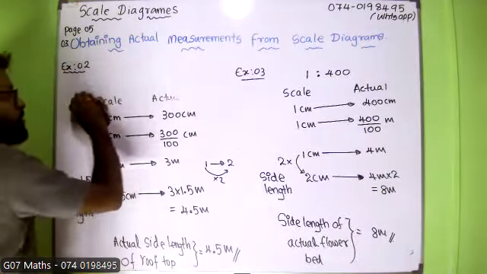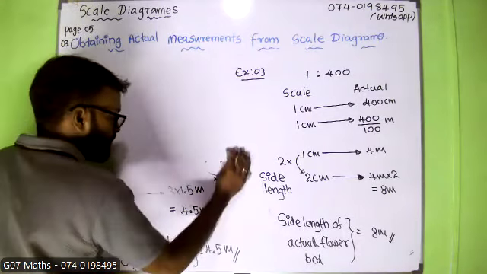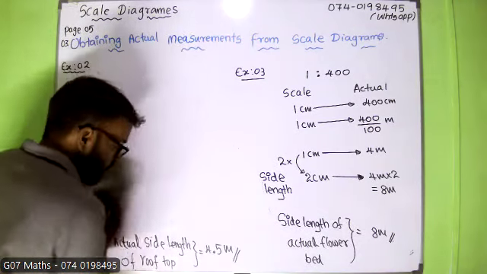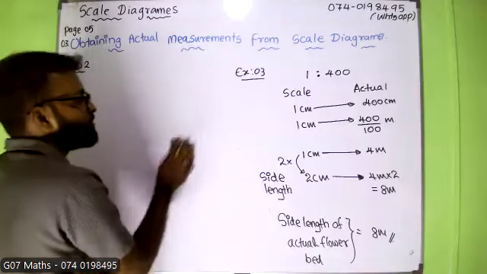You have to begin from what you know. You know this ratio. So from that onwards, you have to find the answer.